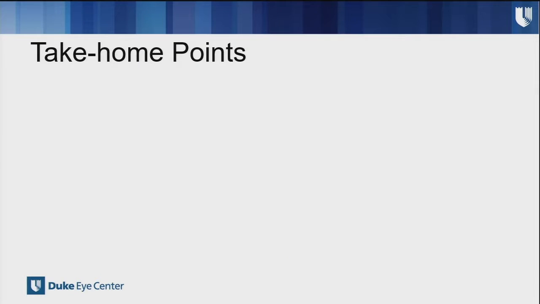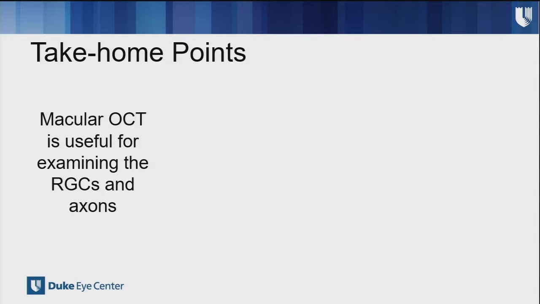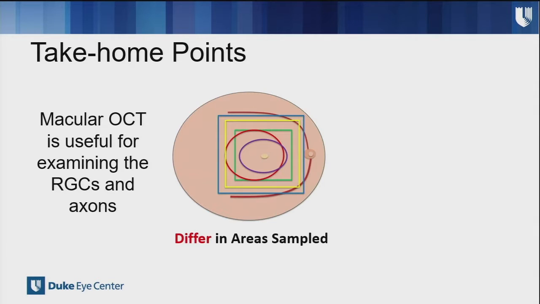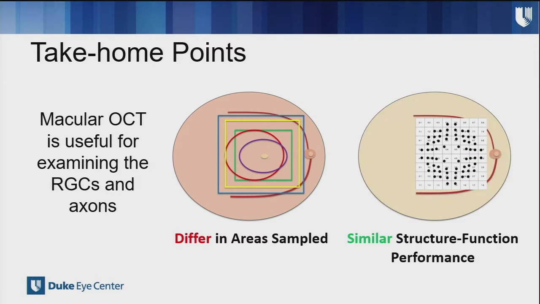So we've looked at a number of examples of macular OCT on the different devices, since it's really useful for examining the cells that are affected by glaucoma. The commercially available devices differ in the areas that they sample, as well as the layers that they assess, but all of the devices perform similarly with respect to structure and function correlation.